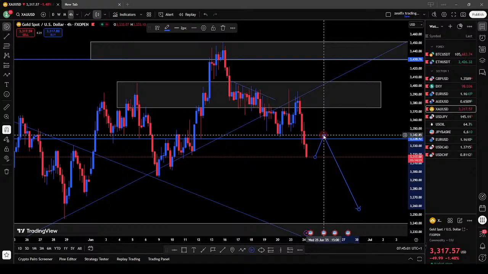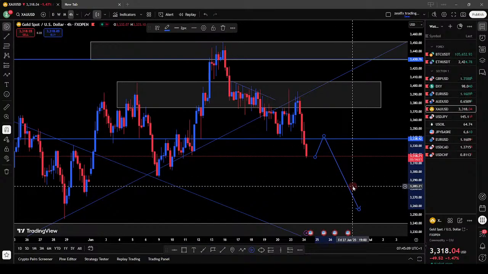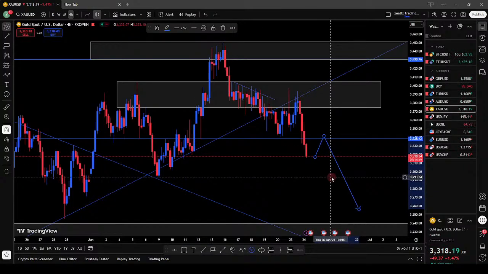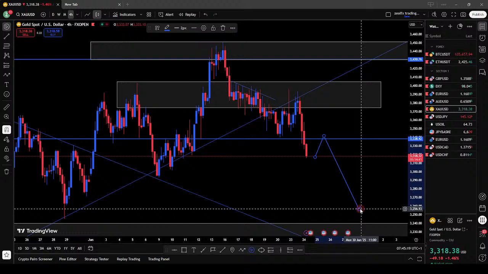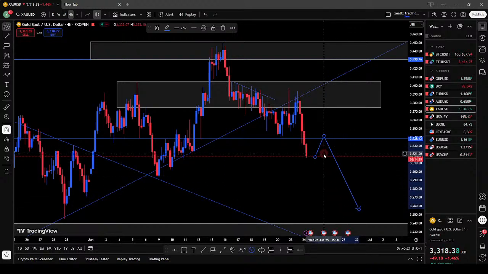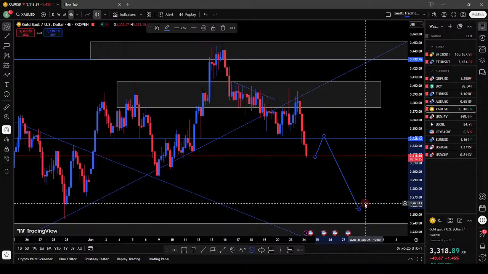Just screenshot it and wait for your entry around this area, because we have a strong resistance here, and price will retest this resistance in the future. Within today or tomorrow, price might retest, then give us a signal to sell from this level this week. So expect a retest of this level before we see further sell for the gold.